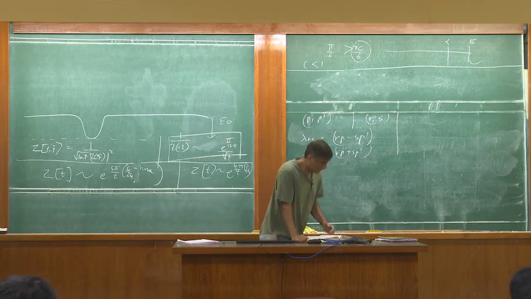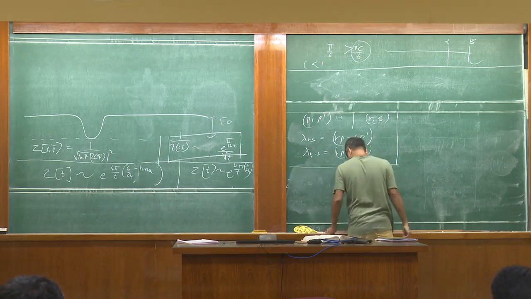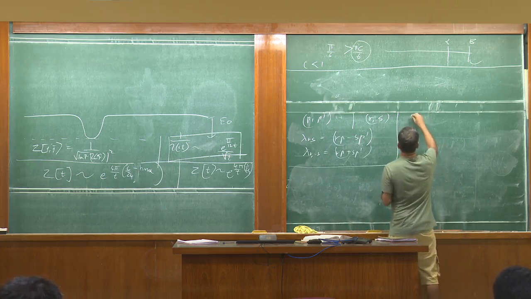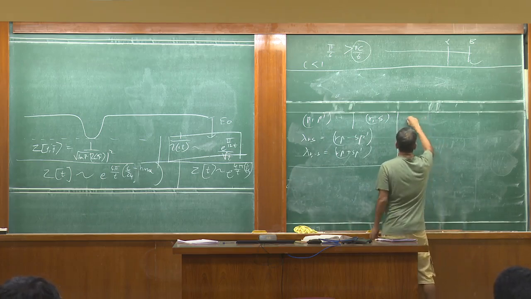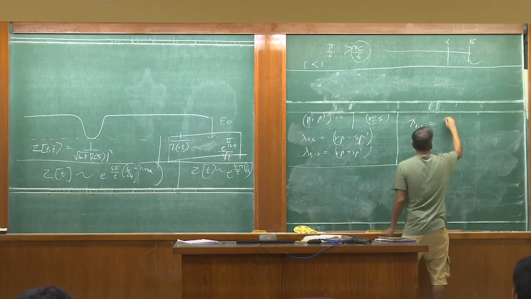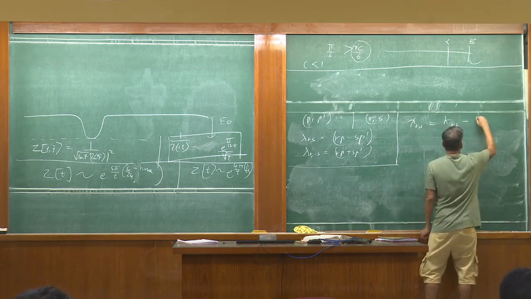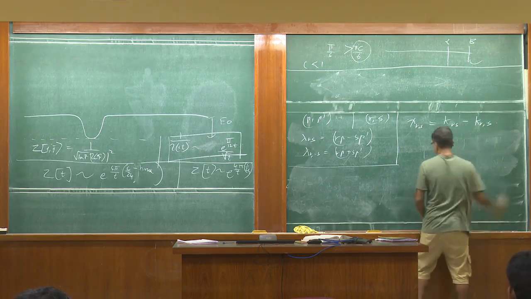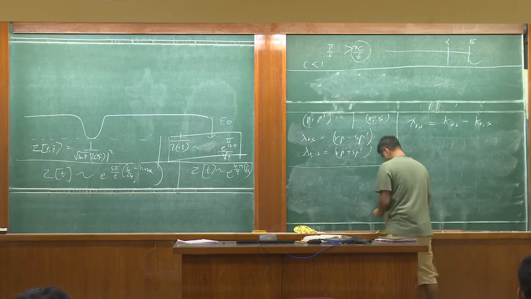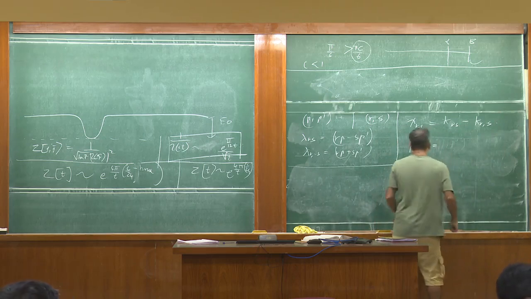Now, the formula for these characters was given by an expression that looks like this. Chi RS is equal to K RS minus K R minus S, where K R minus S, I'm going to tell you what it is. Okay, let me write.